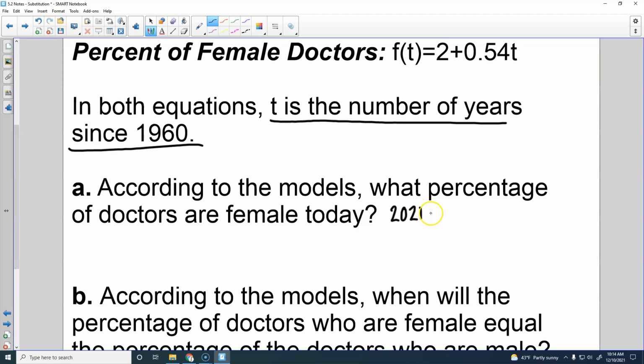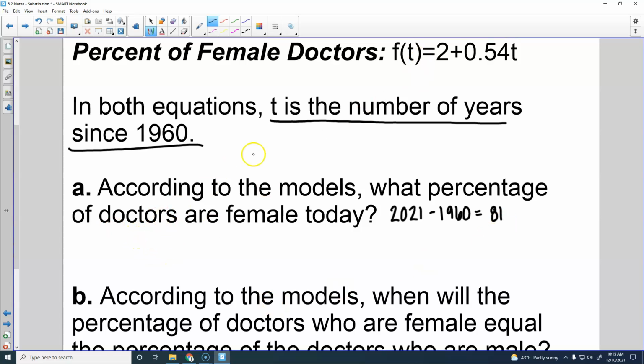Good. So we'll do 2021 minus 1960, and that'll tell me the number of years since 1960, right? And so that'll give me 81. So it's been 81 years since this equation began to apply, right? So in 1960. So we will plug in 81.